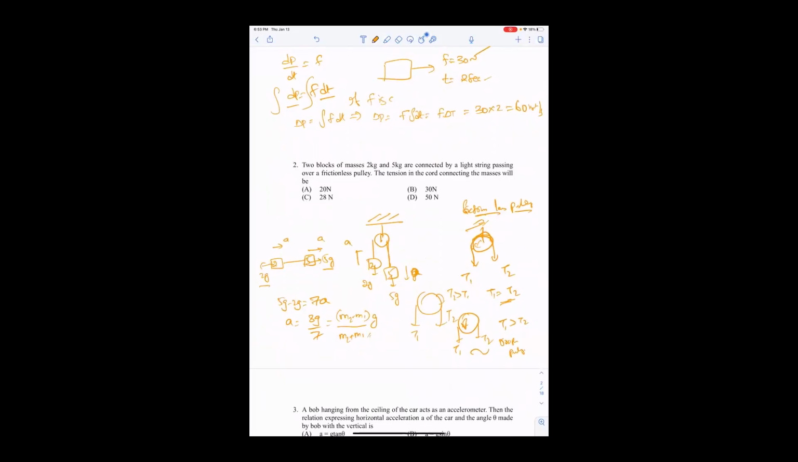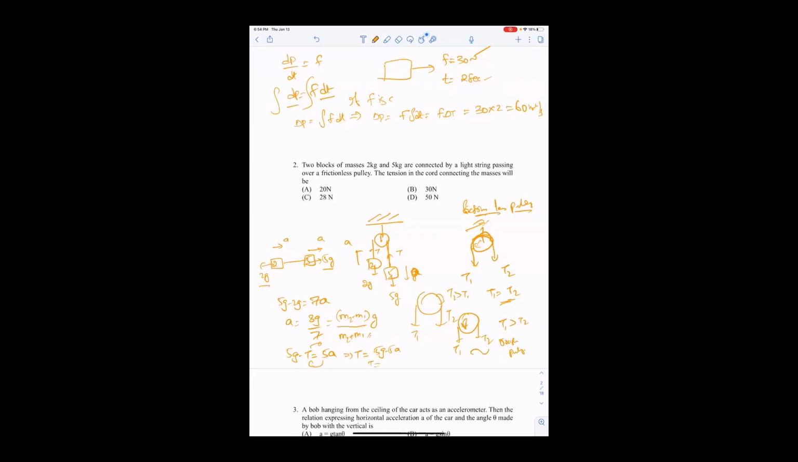Now how to find the tension? Take either of the blocks, either 5 kg or 2 kg. Let the tension here be T and T. If I take the 5 kg block, it is going down. That means 5g is more than T. That is why it is going down, right? So 5g minus T is 5a. From this, tension goes to the right side, this comes to the left side: T is equal to 5g minus 5a, right?